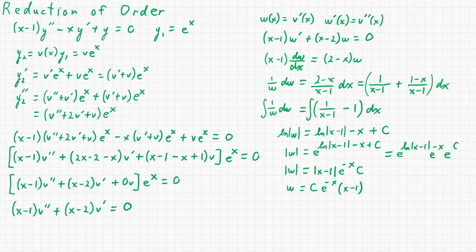But we're not done. We don't care what w is, we actually care what v is, and w was v prime. So we actually have another integral to do that's a little worse. So v prime equals c times e to the negative x times x minus 1. I've run out of room to do this. We're going to have to do an integration by parts, and then go back and finally solve for y2.